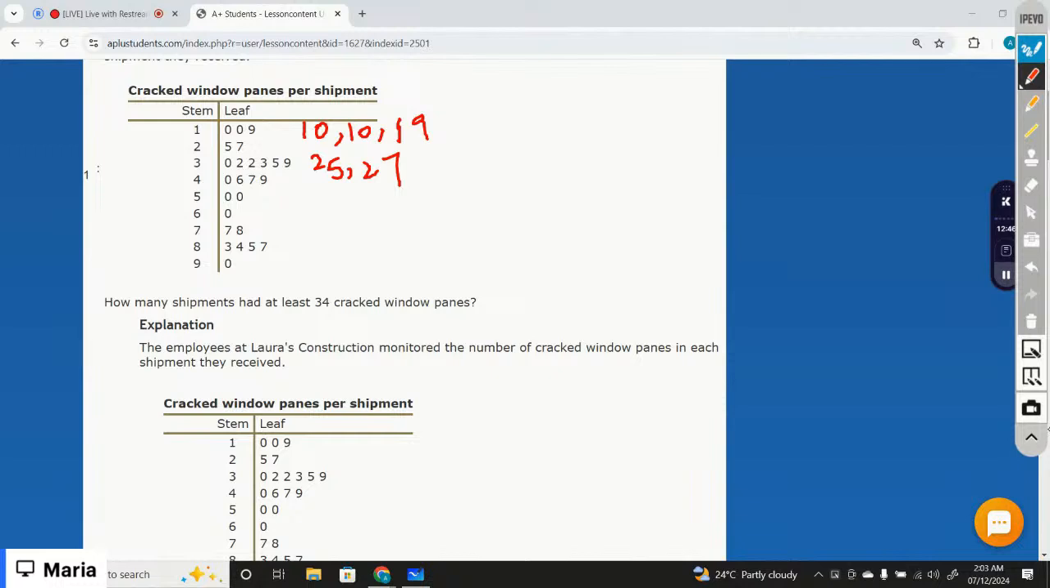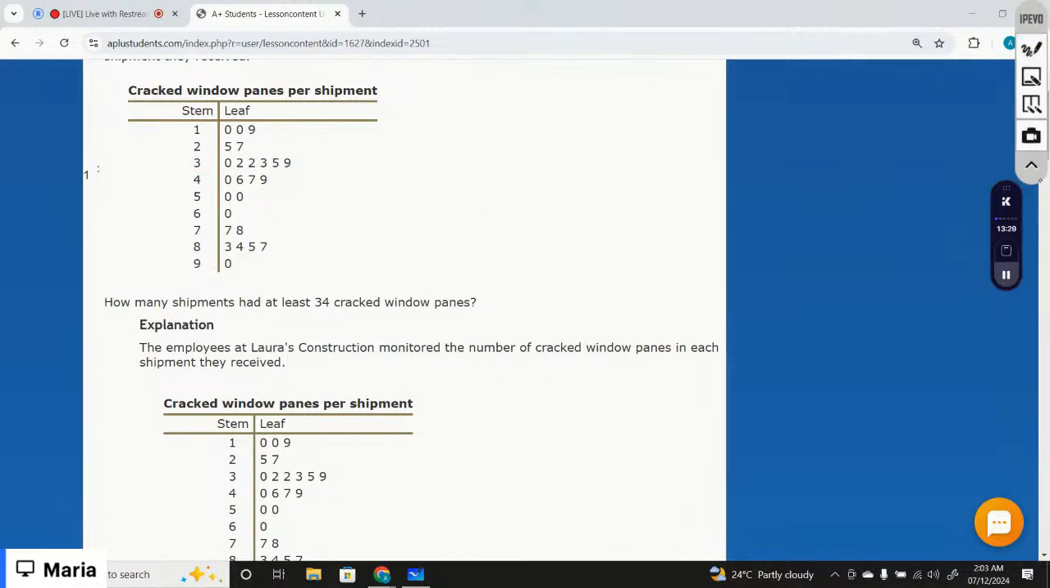Got it? So the question is, how many shipments had at least 34? The minimum value would be 34 and the maximum value would be any. So where is stem 3? You don't have 4 here. So you have to look for the numbers greater than 34: 35, 39, 40, 46, 47, 49, 50, 50, 60, 77, 78, 83, 84, 85, 87 and 90. They all are at least 34, right? So they are 1, 2, 3, 4, 5, 6, 7, 8, 9, 10, 11, 12, 13, 14, 15, 16.